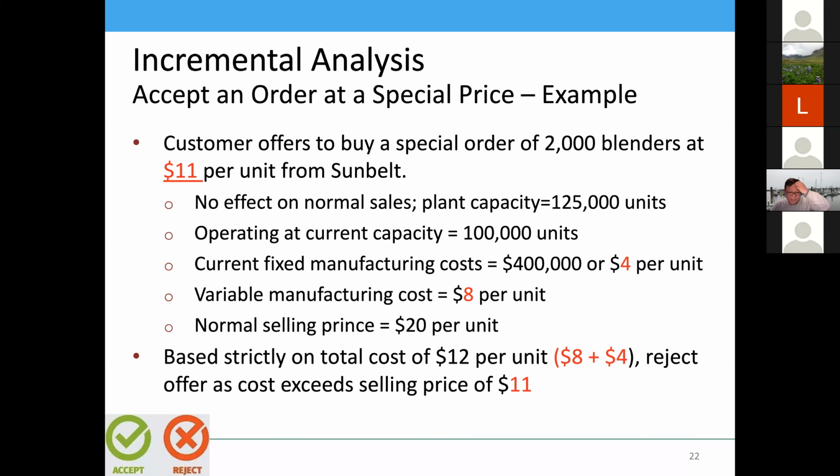So if it's a loss, you lose money, right? I don't want to lose money, so I won't sell it. I won't take the order, right? So, you know, for any transaction, if I lose money, I will not take it, right?